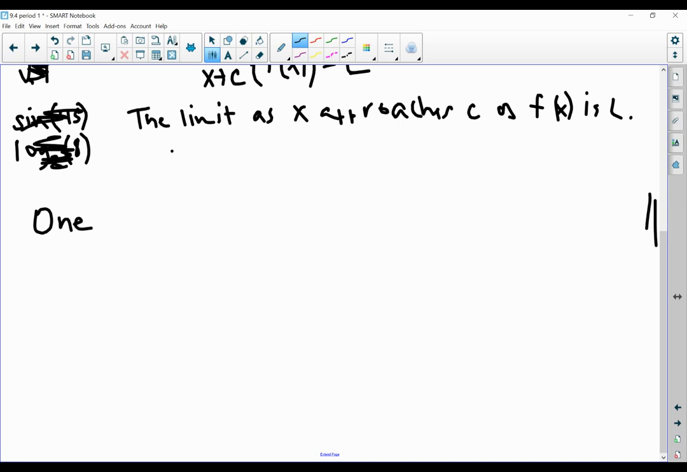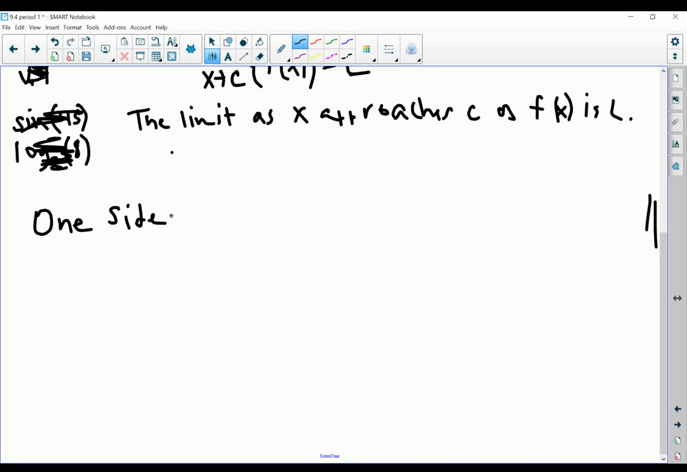So if x was approaching 2, for instance, on a graph, I could go towards 2 from the left of 2, and I can go towards 2 from the right of 2. So because we're talking about an x value, we can come from either side.